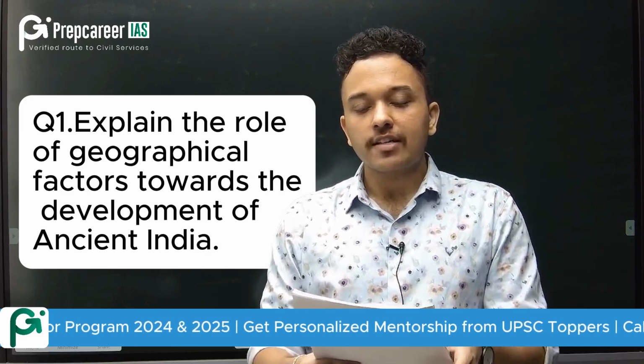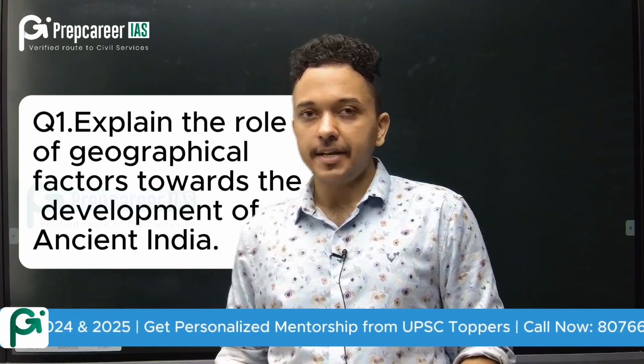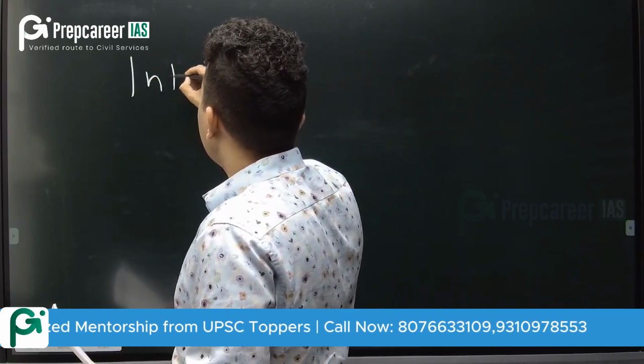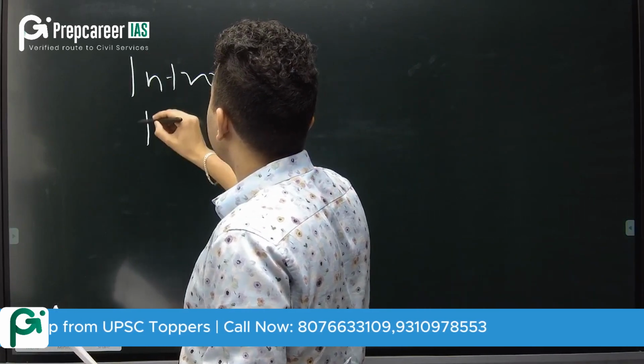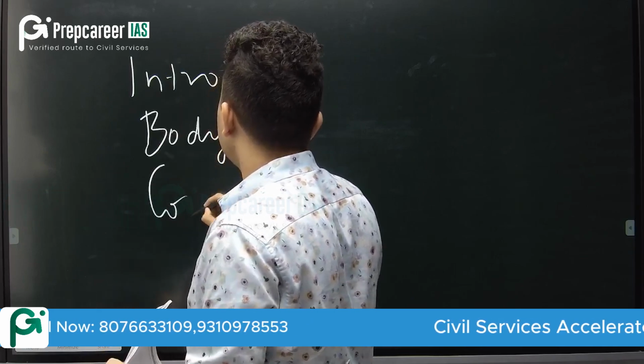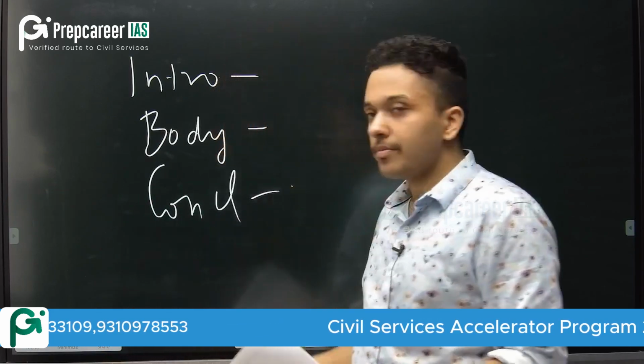We'll start with some questions from GS1. We'll go to 2, 3 and 4 accordingly. So we'll start with a few questions from GS1 initially. The first question that we've taken is explain the role of geographical factors towards the development of ancient India. So we'll again start with a basic structure: intro, body and a conclusion. So this is our basic structure.